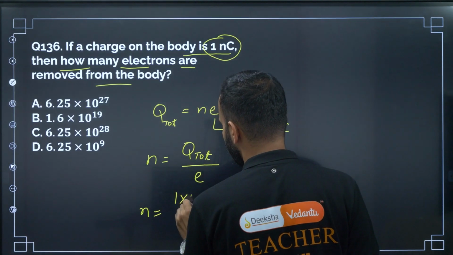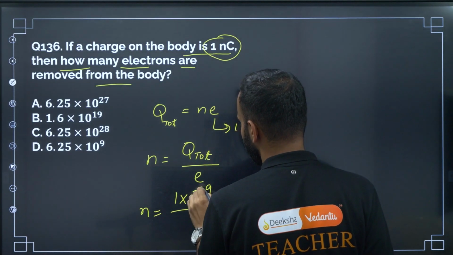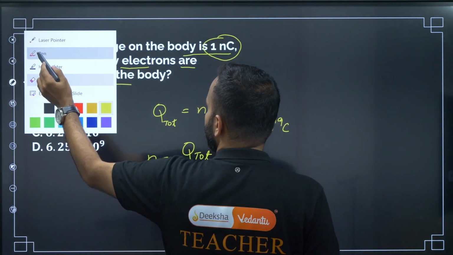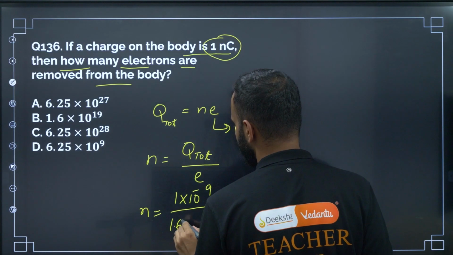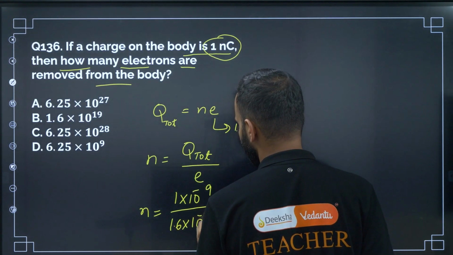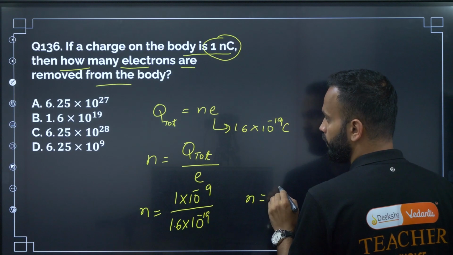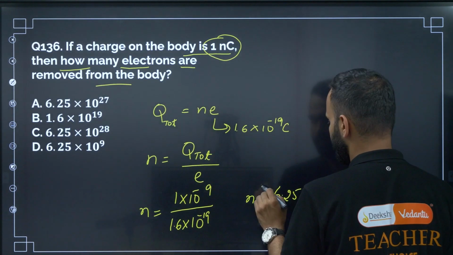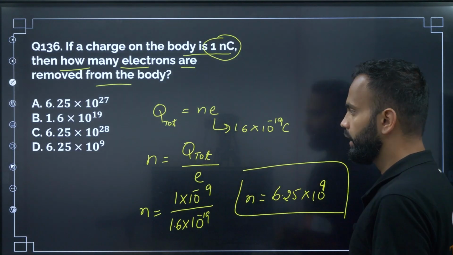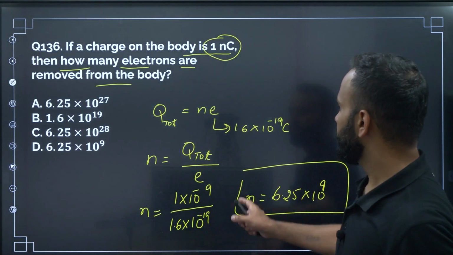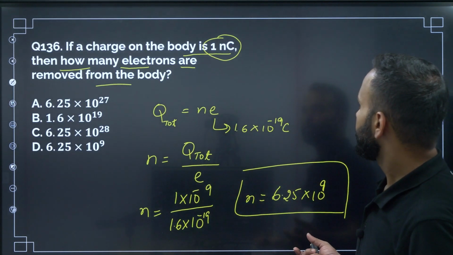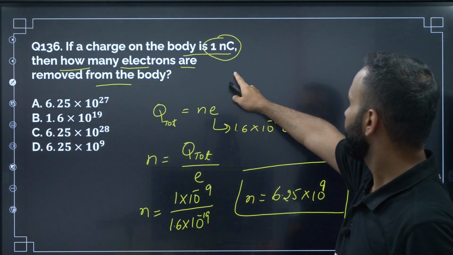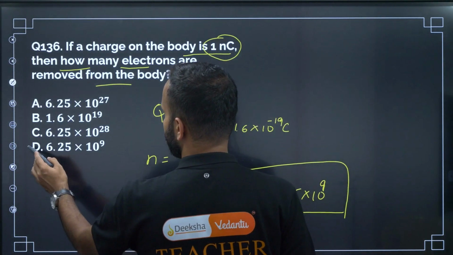So 1 into 10 to the power minus 9 coulomb divided by minus 9, this one is minus 9, isn't it? Divided by e, which is 1.6 into 10 to the power minus 19. So now solve this, you will get N equal to 6.25 into 10 to the power 9 electrons removed from the body. That's why the body gets charged by 1 nanocoulomb. So option D is the correct answer.